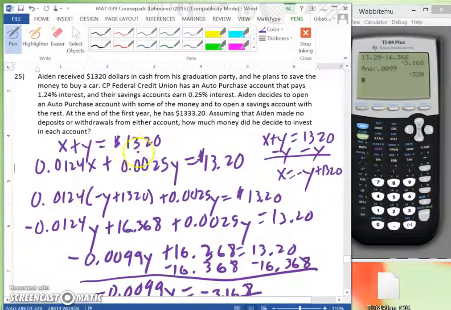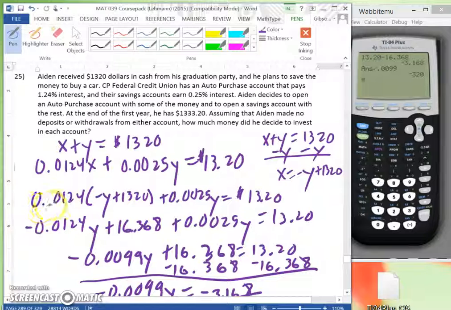Hey class, picking up where we left off, we were going to use the substitution method. So we isolated the x plus y equals 1320, and we got x by itself. So we got x equals negative y plus 1320. So we would take this value here and substitute it into the second equation.